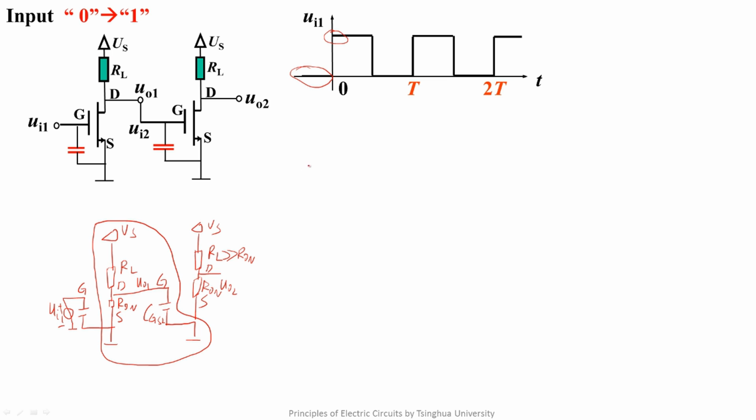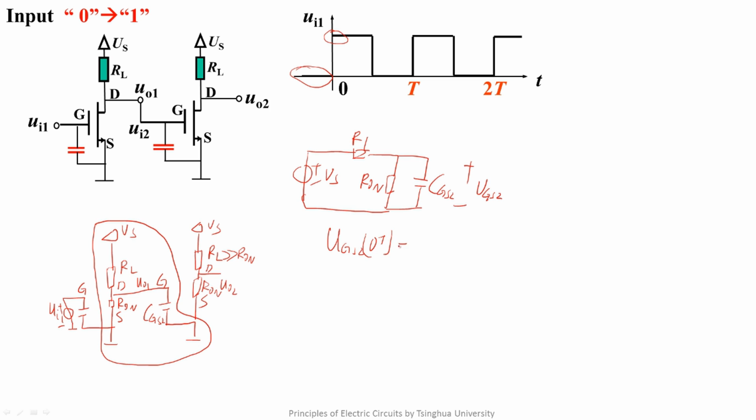We draw the circuit here. Obviously, it's a first-order circuit. We can use the three elements method to analyze it. Firstly, we focus on UGS2(0+). Before switching between DNS, there is the open circuit. So UGS2 equals US. UGS2(0+) equals UGS2(0-) equals US.